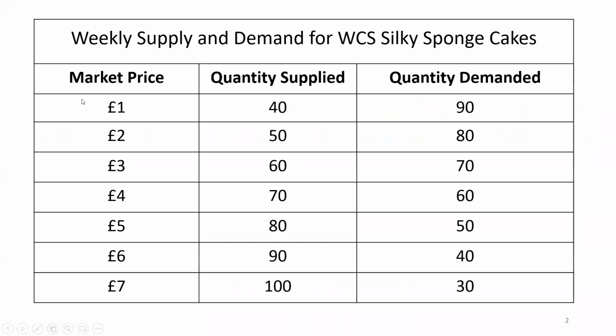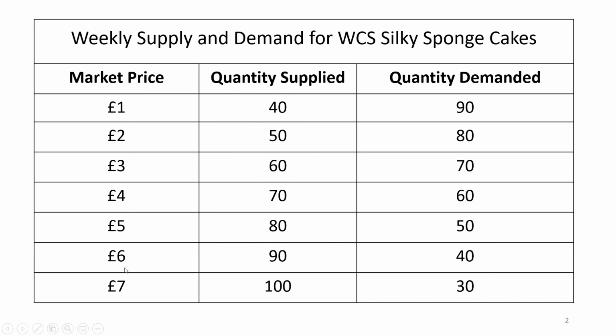So I've got the market price going from £1 up to £7. This is a supply and demand schedule for silky sponge cakes at WCS. We see the quantity supplied rises from 40 to 50 to 60 to 70 to 80 to 90 to 100. That's the law of supply. As the price rises, the quantity supplied rises. And we can also see as the price rises, the quantity demanded falls.